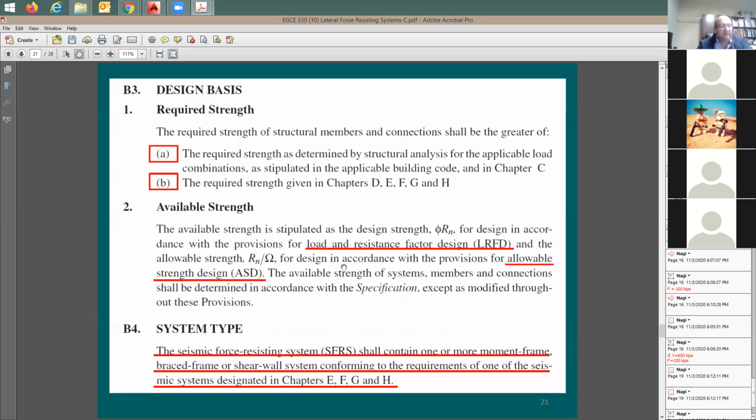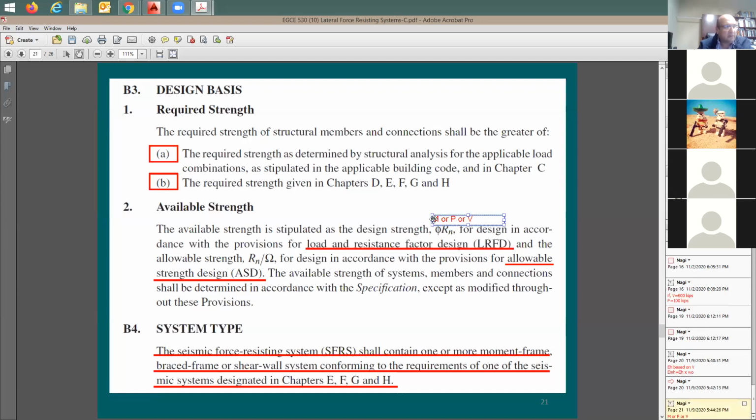Now, the required strength means the demand, right? For example, we say P sub u, we say M sub u, we say any force. Ultimate is going to be sub u; this is the design or required strength. Available strength is going to be like phi M n, phi P n, and phi V n. So we're going to call the available strength phi R n. So this R could be M or P or V. I'm going to call this R.